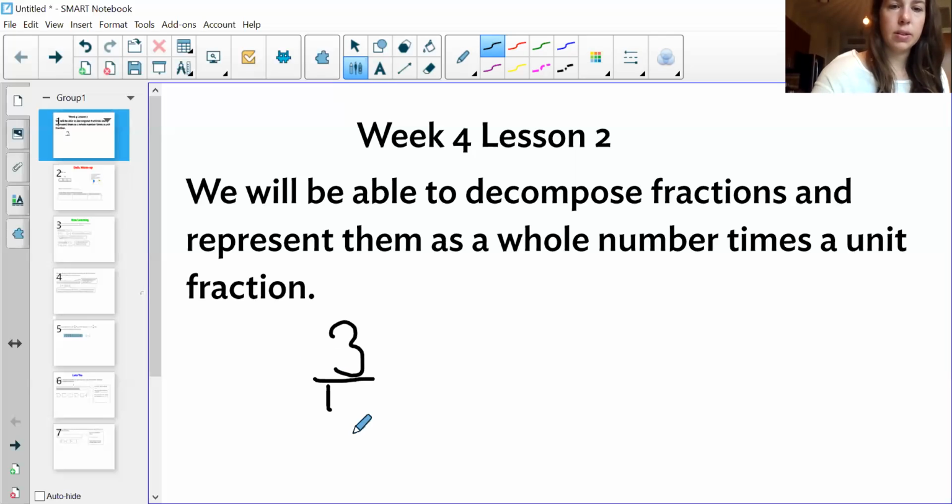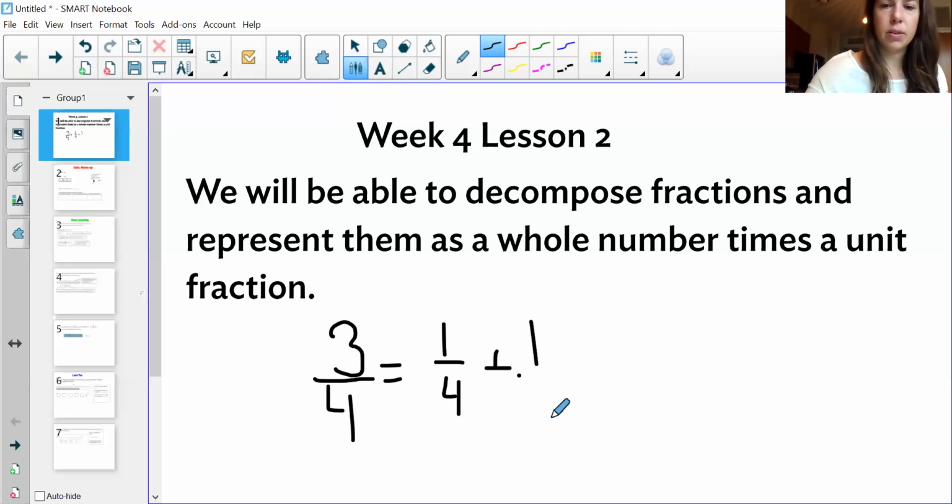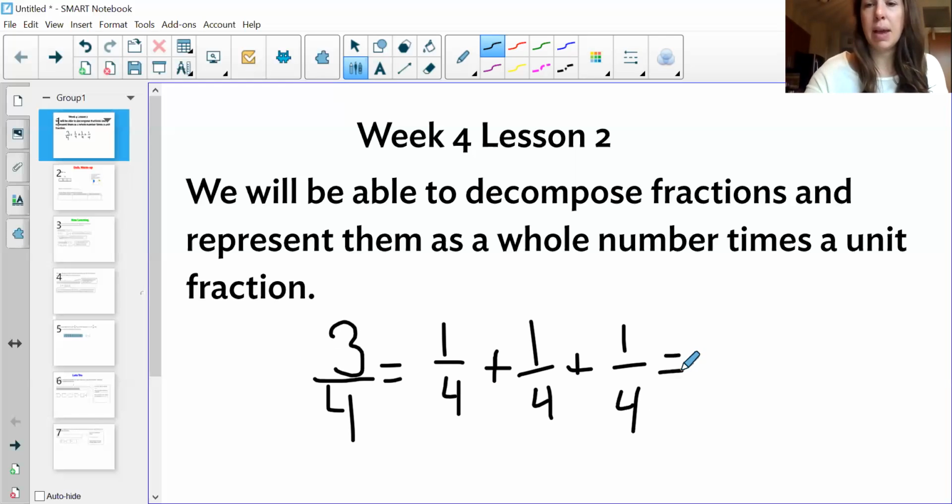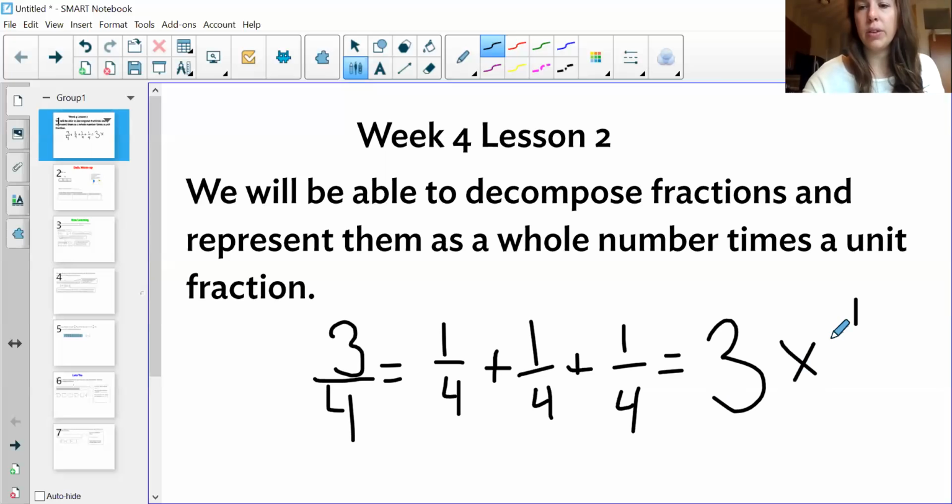3/4 is equal to 1/4 plus 1/4 plus 1/4. So if we have a repeated addition sentence, we can rewrite that as multiplication. So that's the same as saying 3 times 1/4.